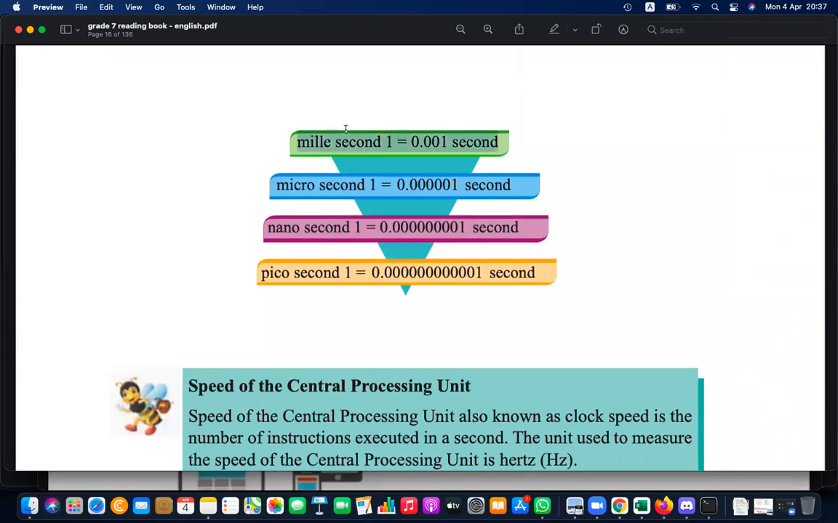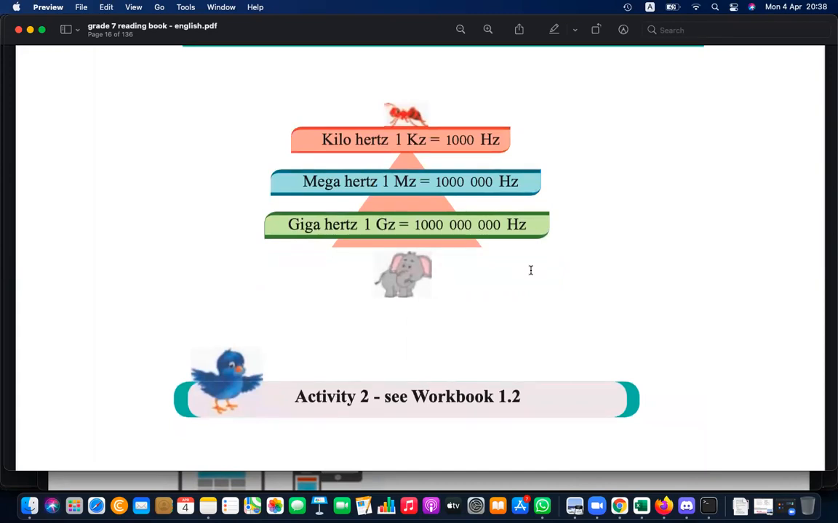A millisecond is 1 divided by 1000. A microsecond is 1 divided by a million. A nanosecond is 1 divided by a billion seconds, and a picosecond is 1 divided by a trillion seconds. So it is very, very small. Here, 2 positions, 5 positions, 8 positions, 11 positions. Is it 11? 11 zeros: 1, 2, 3, 4, 5, 6, 7, 8, 9, 10, 11. It increases by 3 always. If this is 2 zeros, the next is 5, then 8, then 11. So just remember the pattern.